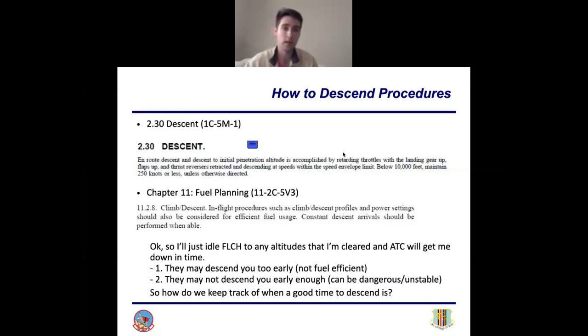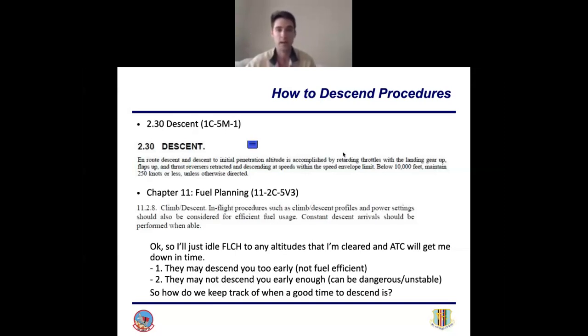And then the Vol 3, Chapter 11, under fuel planning, there's also a blurb about in-flight, such as climb and descent profiles and power settings should be considered for efficient fuel usage. Constant descent arrival should be performed when able. That makes sense as well: you don't want to just dive to a cleared altitude at idle and then push the power back up and bring your speed back up to 300 knots and then dive again, just because all of that throttle movement is going to burn extra fuel.